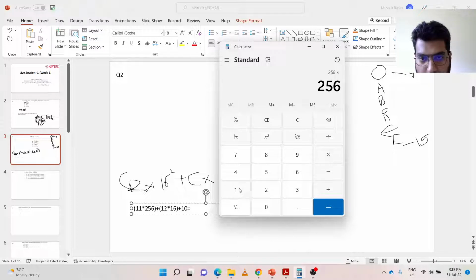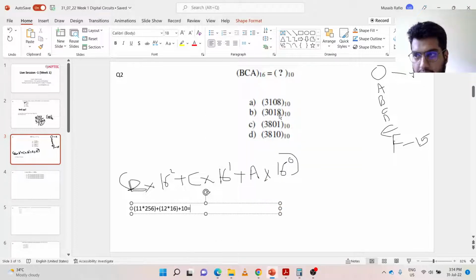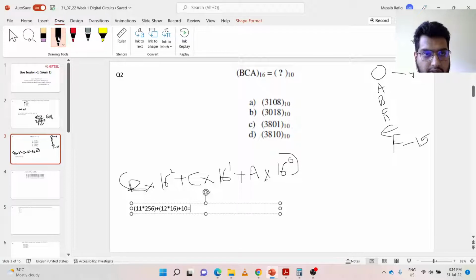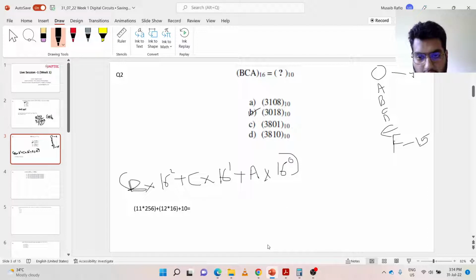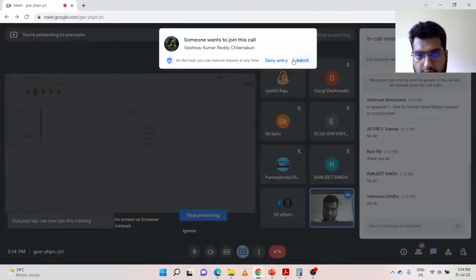If we add them up, 256 multiplied by 11 is 2816, plus 12 multiplied by 16, how much is that? 2816 plus 192, and plus 10. So our decimal number is 3018. Option B. So option B here is our correct answer. Any doubts regarding this question?